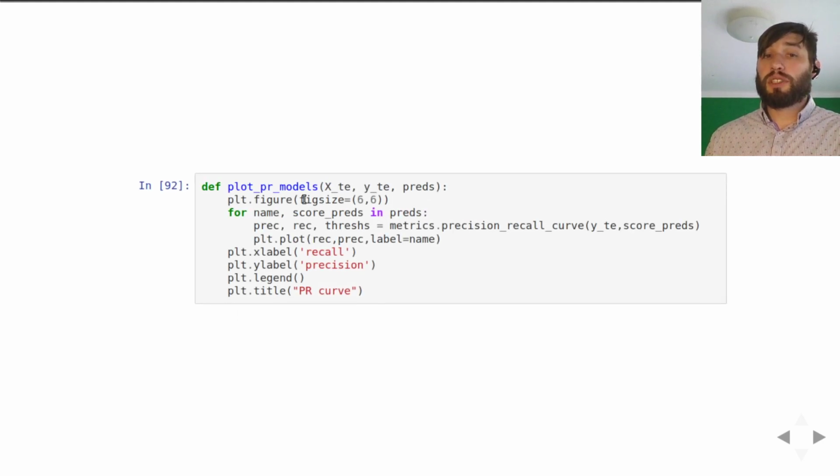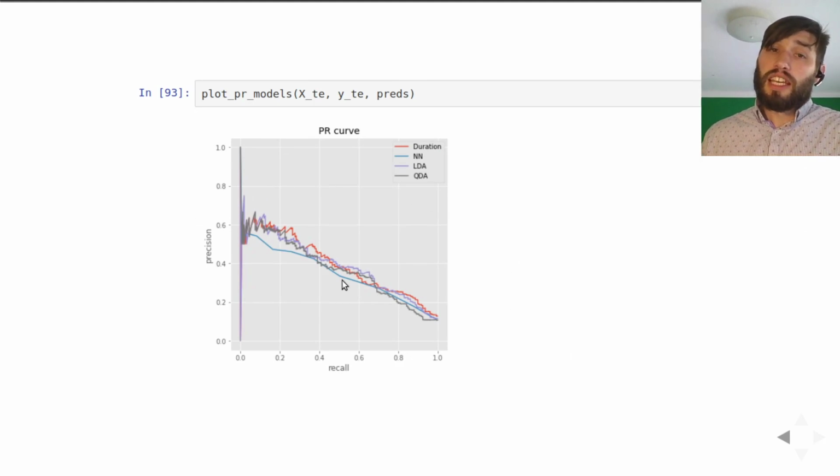Okay, now that we have it, I'm just going to plot these PR curves. The metrics module within scikit-learn also has precision_recall_curve. It makes this pretty easy, where it takes in the test y's and the scores as well. And I'm just going to do this for all of the models that I've trained and plot precision against recall. And when we do this, we actually get that duration does pretty much the best. I wouldn't really interpret too much here. Nearest neighbors is the only thing that does particularly poorly.